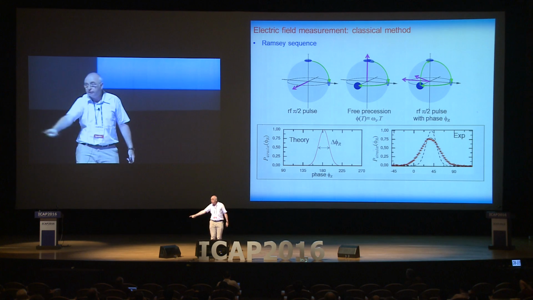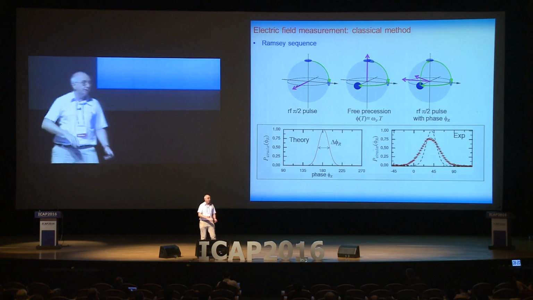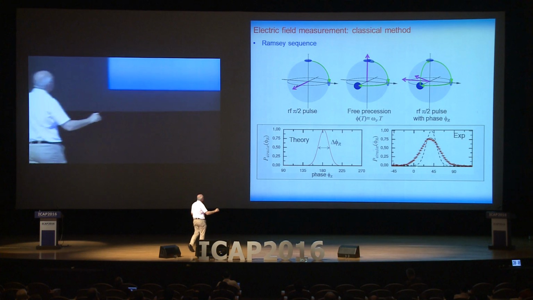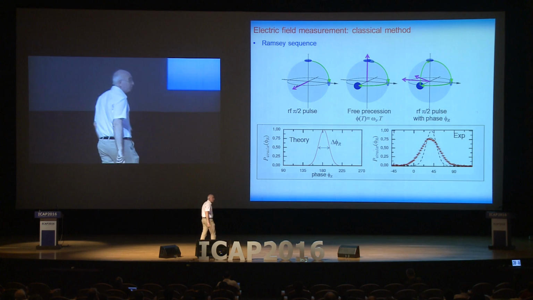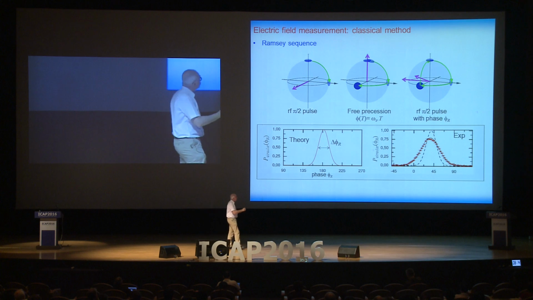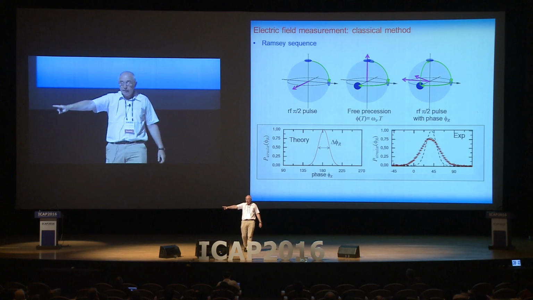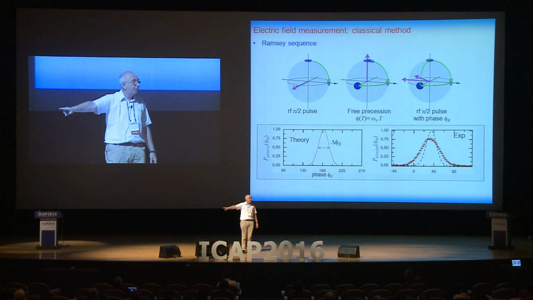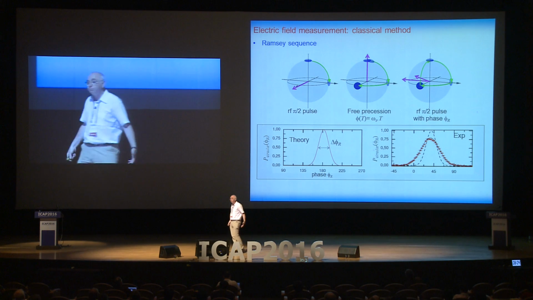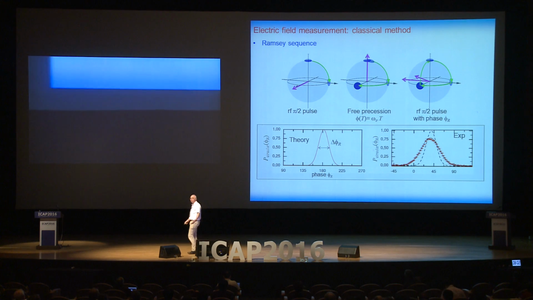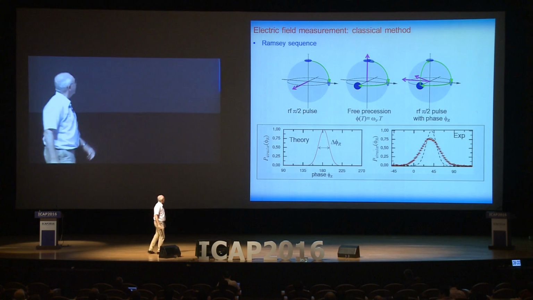And the probability to return to the initial state has, of course, a maximum as a function of the phase of the second pulse. And measuring the position of this maximum gives you the rotation of the equator, and hence gives you the value of the electric field at the measurement time. This is just a simple Ramsey experiment transposed to a spin 25 case.